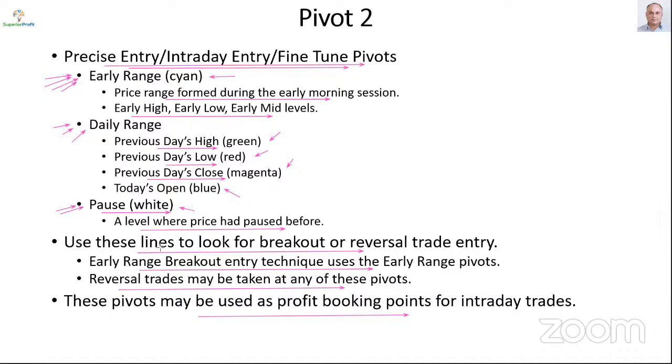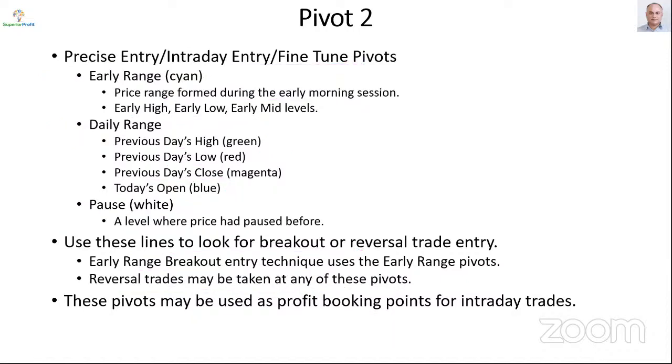All of them are profit booking points for intraday trades, meaning once the risk distance is covered and price comes to any of these pivot levels, we are good to book at least partial profit because the risk distance is covered. Mathematically, that works very well. Look at some examples.